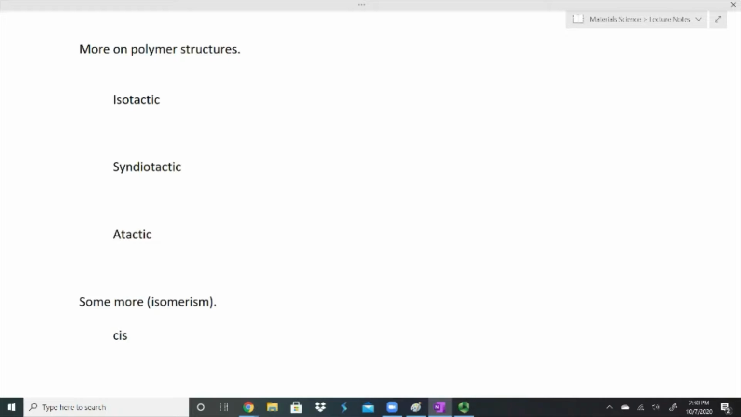So we have isotactic. Isotactic means that I have a polymer, and my side groups here, I'm going to have one side group that's coming out towards me and one that's going into the screen. One that's coming out and one that's going in, one that's coming out and one that's going in. And what we have is we could have an R group on one side and let's say a hydrogen on the other, and that pattern continues.